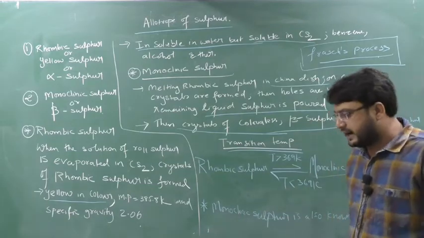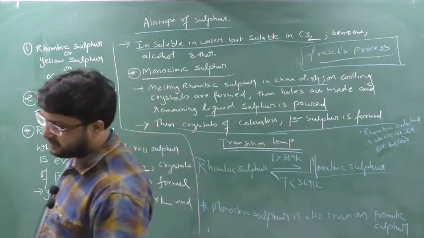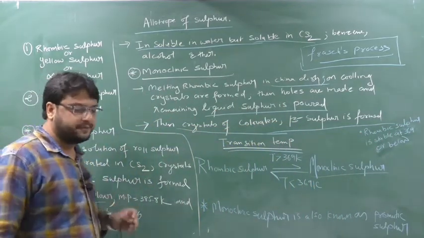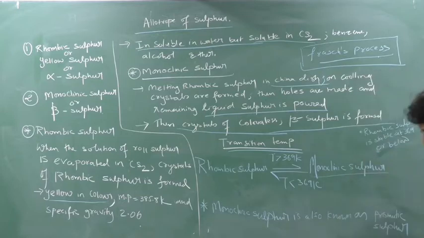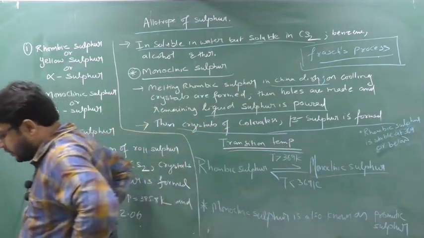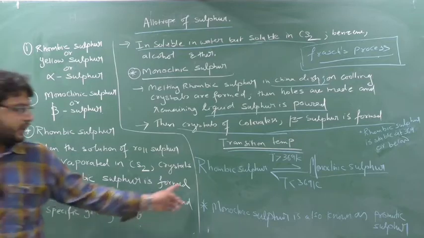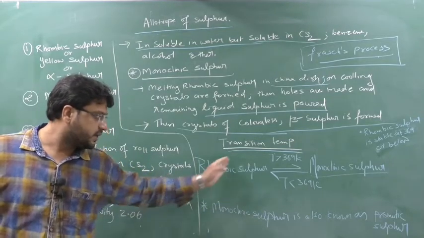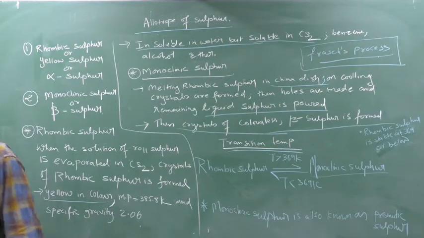Thus, at the temperature 369 Kelvin, both the allotrope forms of sulfur are stable, which is called the transition temperature. You can write down this. Now you write down this. Please write down this. This reaction is very important. Transition temperature. Clear? Written?